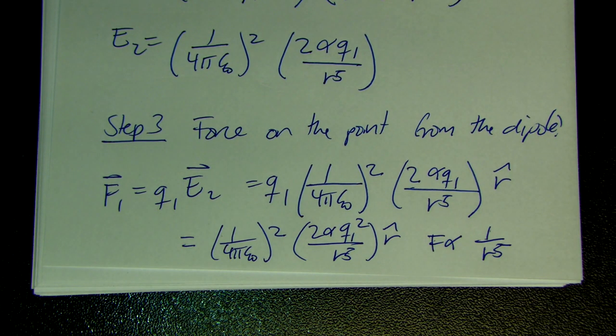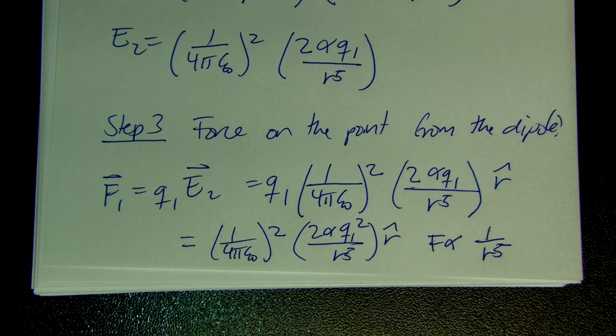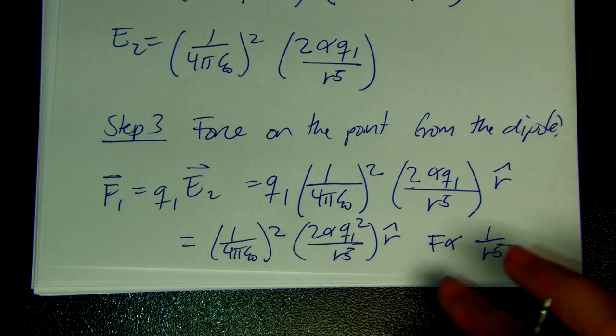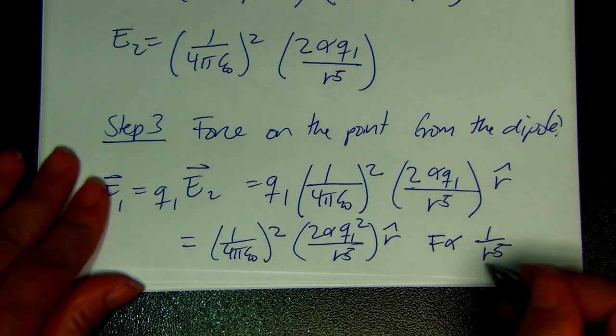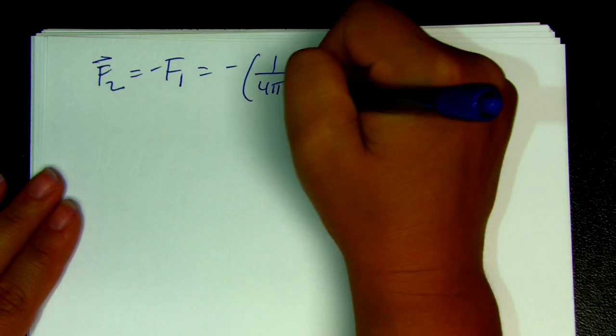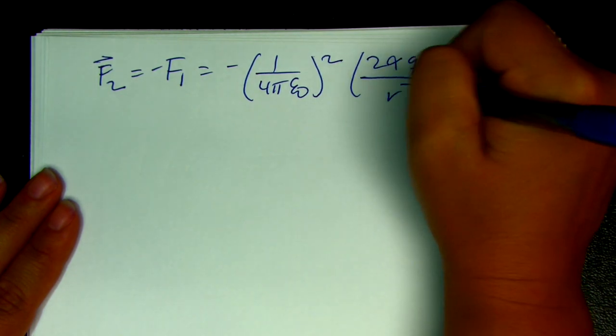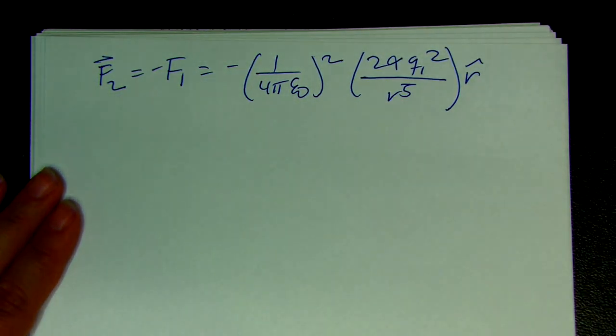So when you induce an electric field by polarizing a neutral atom, it will then exert a force on the charge, but it's a force that's going to diminish very quickly as you move further away. It's heavily distance dependent. And you can use reciprocity to look at the force on the dipole from the charge. So we would then know that F2 is equal to minus F1, which is equal to minus 1 over 4 pi epsilon naught quantity squared 2 alpha q1 squared over r to the fifth times r hat.